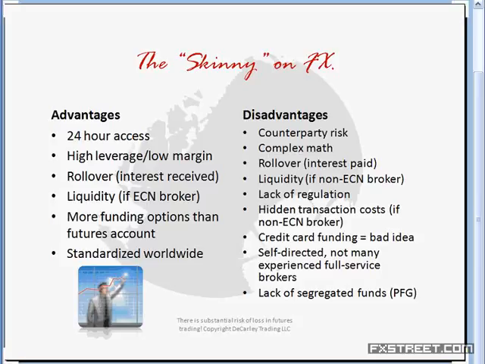Some people like the idea that there's more funding options in Forex than there is in futures. I mean, you can fund with credit cards, you can fund with just about any way you can get money to a Forex broker, they'll take it. And that's because there's really not a lot of regulation. In the last couple of years, regulators have stepped in and kind of taken hold, but there's still a lot less regulation in Forex than there was in futures.